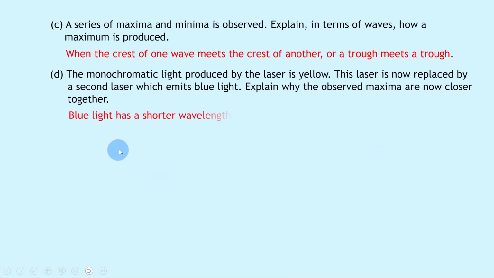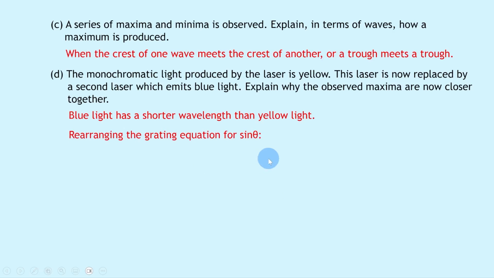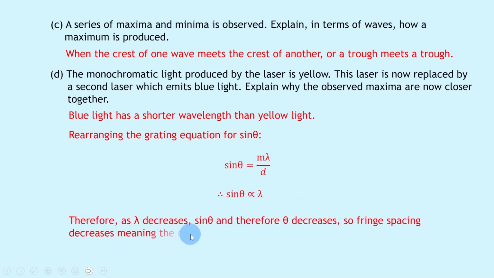Well, firstly, we can say that blue light has a shorter wavelength than yellow light. And rearranging the grating equation for sine theta, we can say that sine theta is equal to m lambda over d. And then ignoring the m and d, we can see how sine theta is related to lambda. We can say they are directly proportional. So we have sine theta is directly proportional to the wavelength. So we can say therefore, as wavelength decreases, sine theta and therefore theta decreases, so fringe spacing decreases, meaning the maxima are closer together.